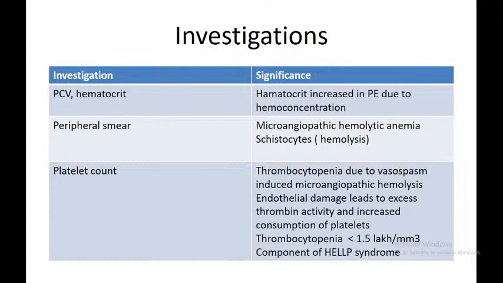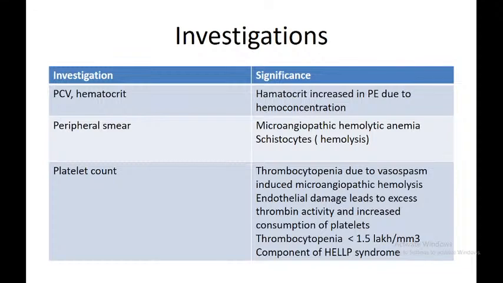So we very well see the pathophysiology. Usually we find there is hemoconcentration in this condition, so you expect the hematocrit to be raised. And if you do a peripheral smear, we find evidence of microangiopathic hemolytic anemia and also schistocytes. And of course the platelet count: in a few of the women there is thrombocytopenia because of vasospasm induced microangiopathic hemolysis, and also because of the increased consumption of platelets.